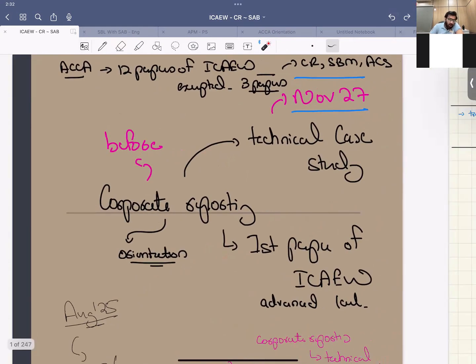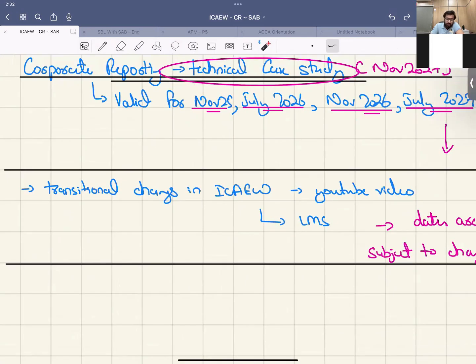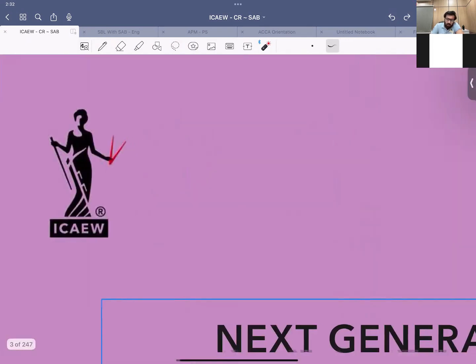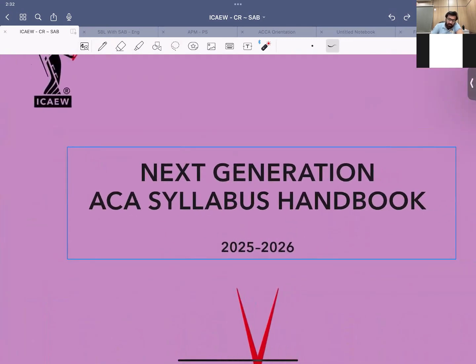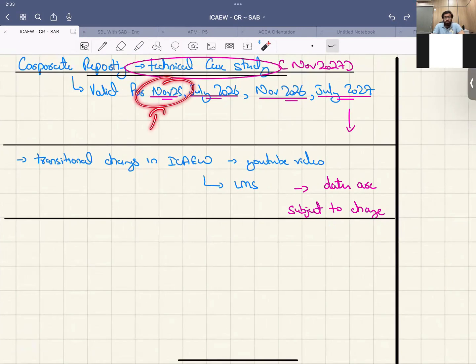One important thing that I want to announce before proceeding to the orientation session is that ICAEW is going to change itself, and it's known as next generation ACA. So there are certain changes. But since we are preparing for this attempt, let's say November 2025, we're going to give the corporate reporting exam.